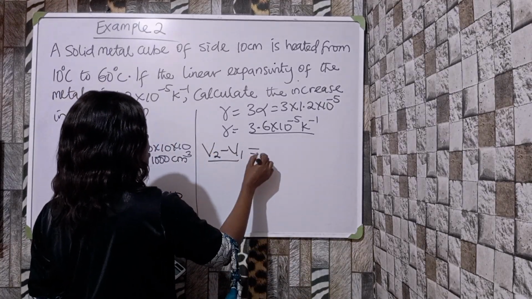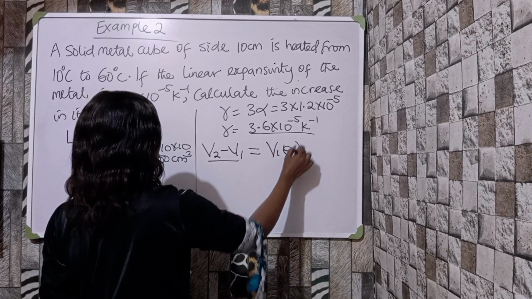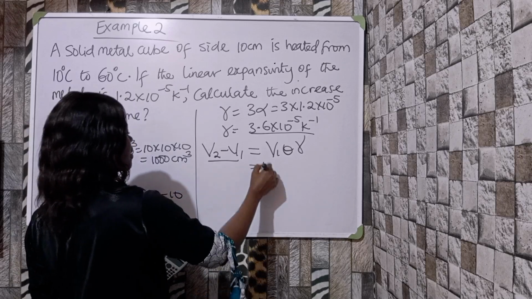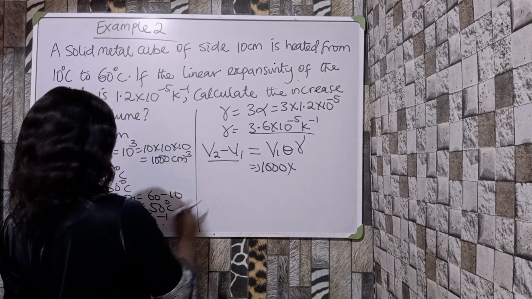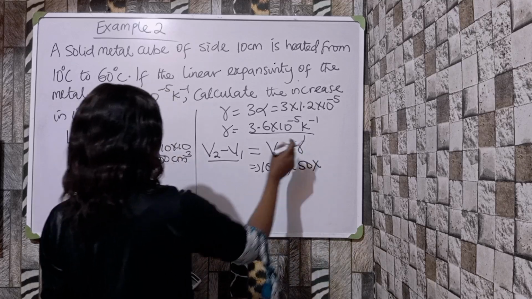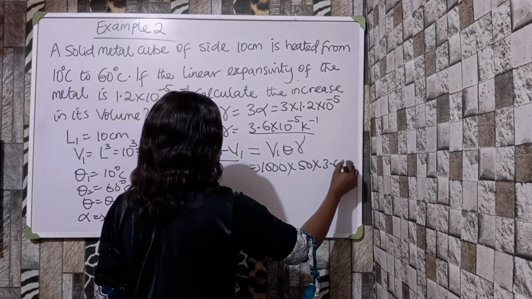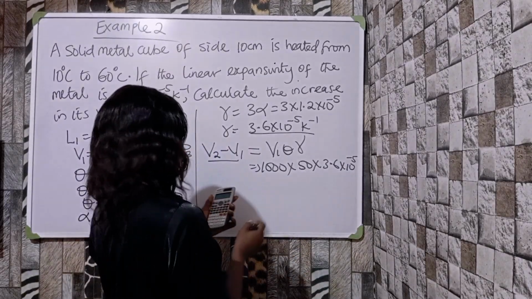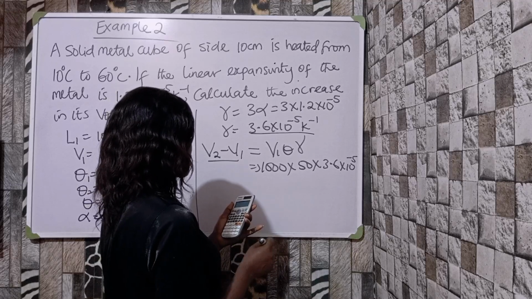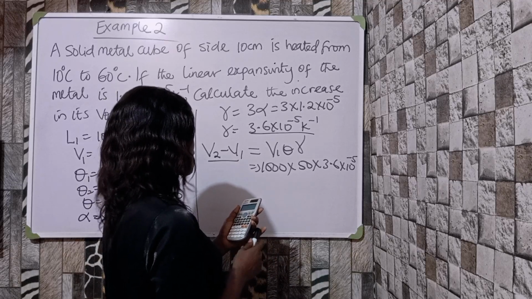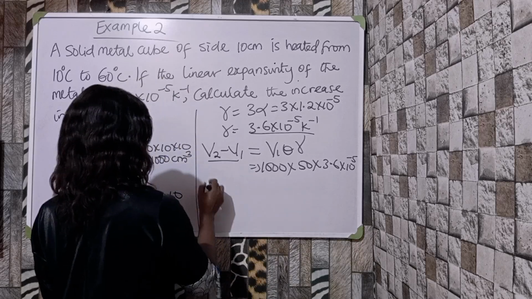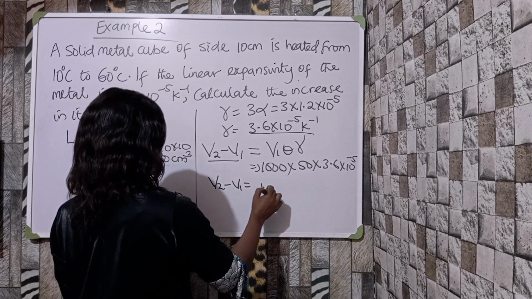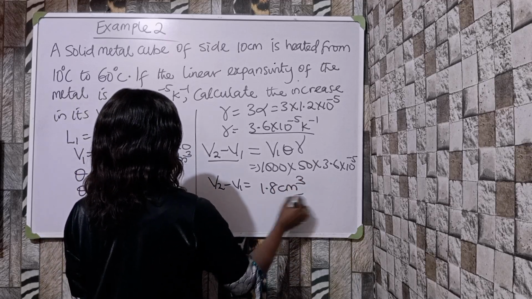This increase in volume is equal to V1 theta gamma. Alright, let's multiply. My V1 is 1000, my temperature difference is 50, then times my gamma, which is 3.6 times 10 raised to the power minus 5. With the help of a calculator, we multiply and get V2 minus V1, which is the increase in volume, equal to 1.8 centimeter cube.